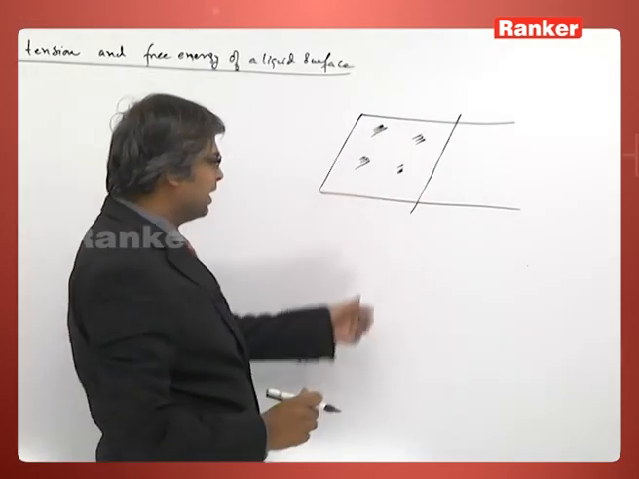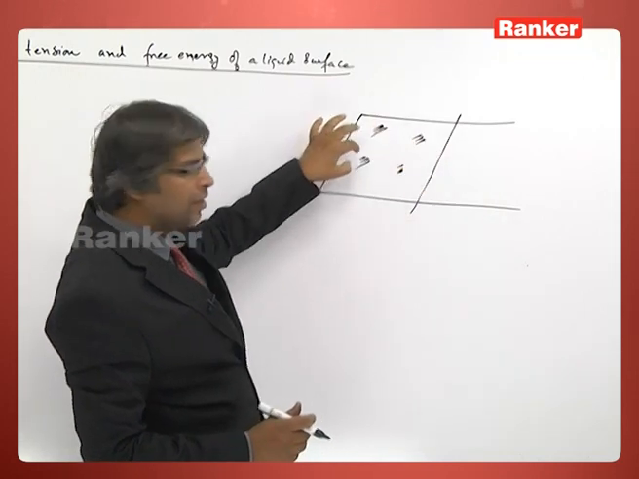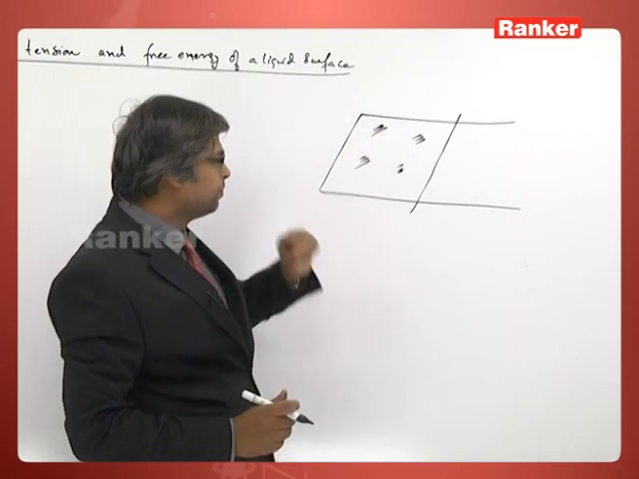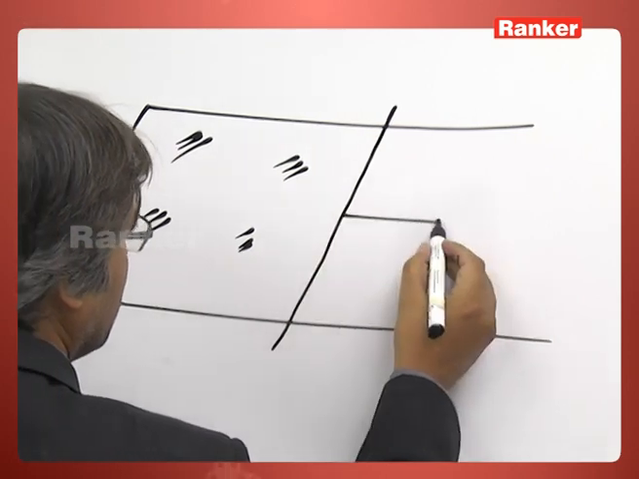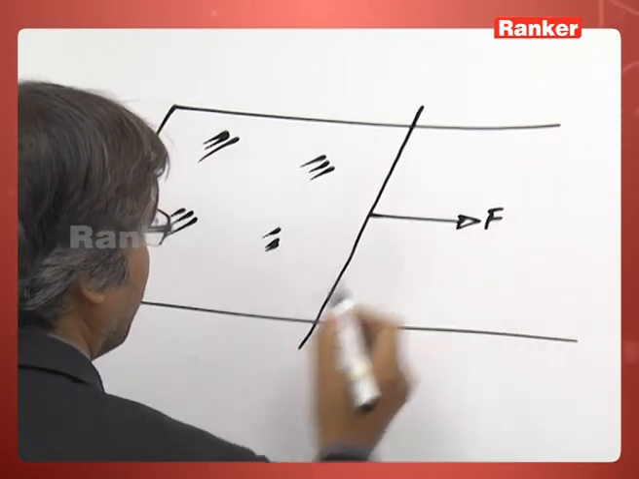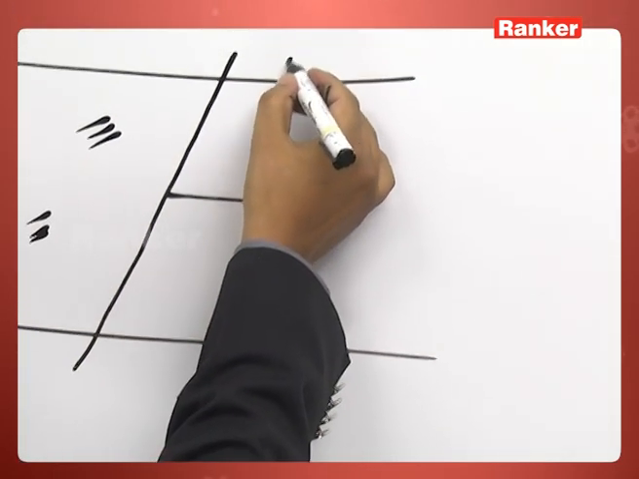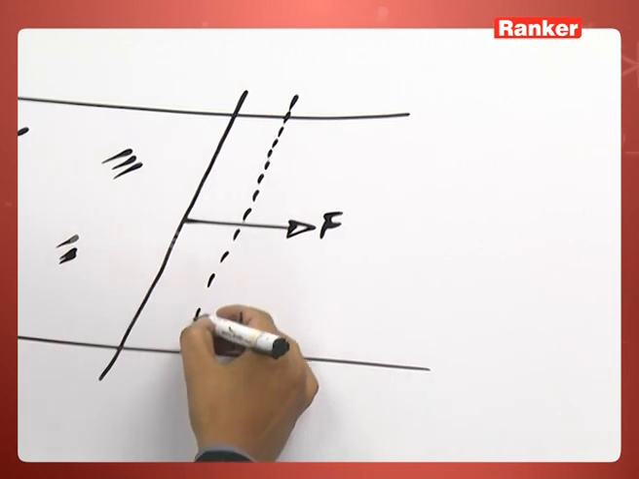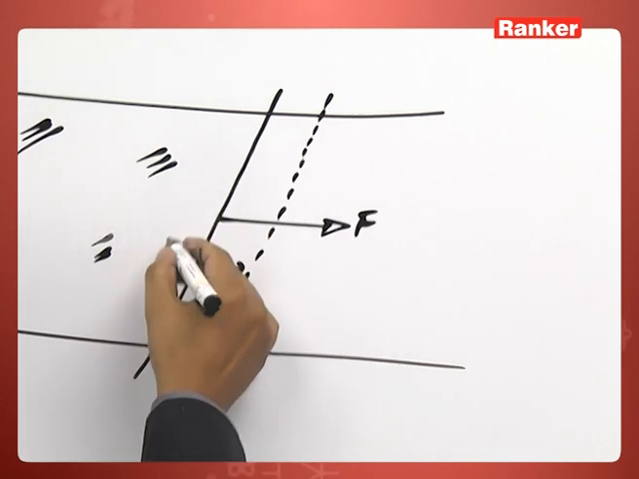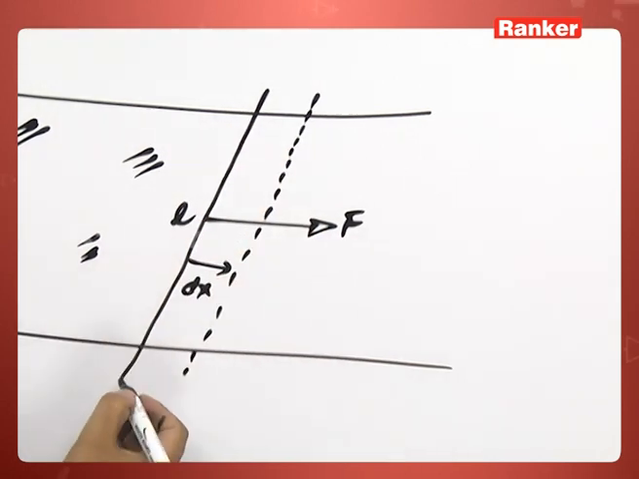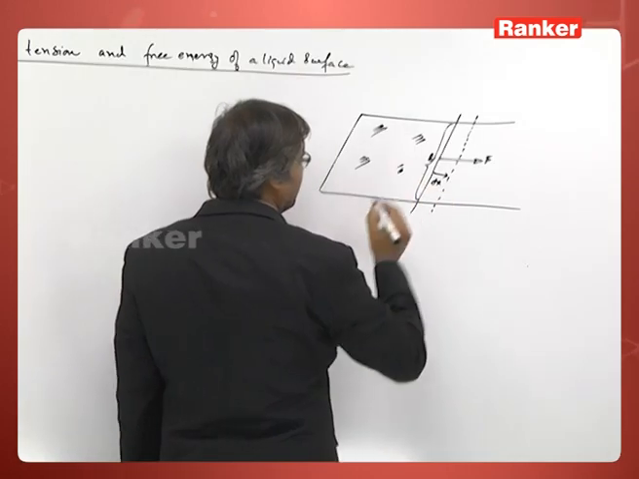What will happen, unless we hold it by some external force, this wire will be stretched by this liquid. So, I have to apply some force F, and now suppose I move this and bring it to this position so that it moves by dx distance, and suppose L is the length of this wire. L is not the length from here to here, but from here to here.